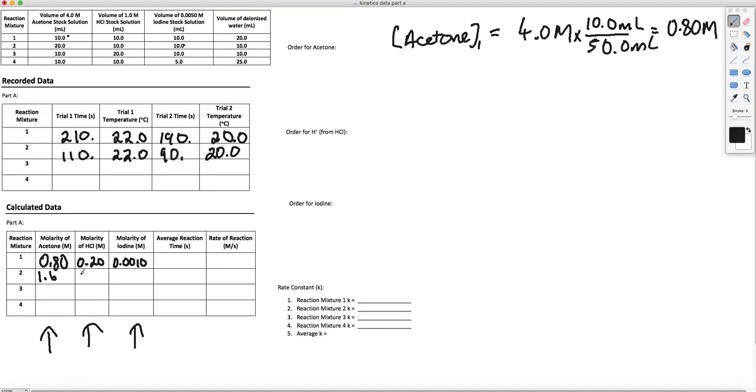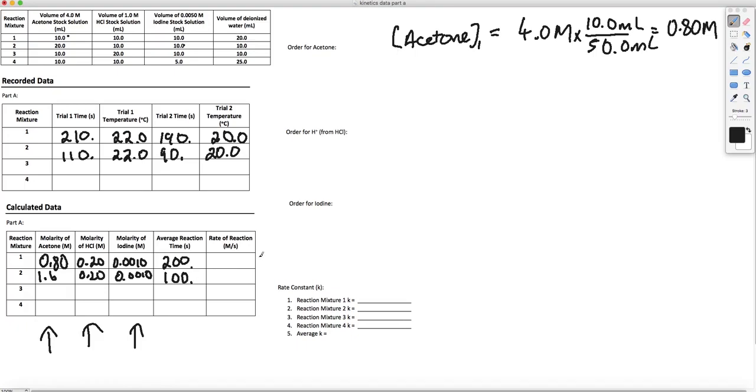So this would be 1.6, this will be 0.20 because it's the same volume, and this would be 0.0010 because that's the same volume as well. So you can see the only difference here is going to be between the acetone in 1 and 2. Let's look at the average reaction time. The average reaction time for the top one, you can see it's 210 and 190. I'm hoping you can see it would be 200 seconds. And on the other one, 110 and 90, that would be 100 seconds.